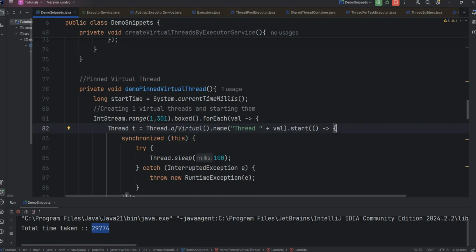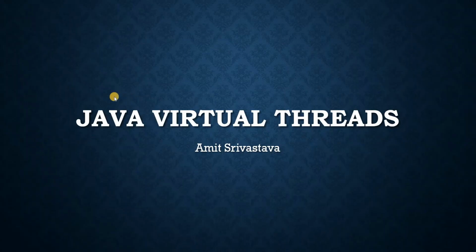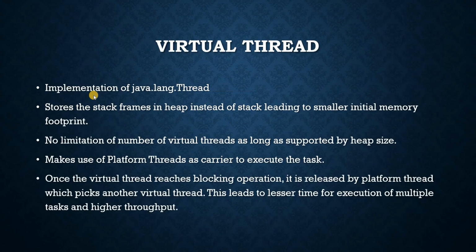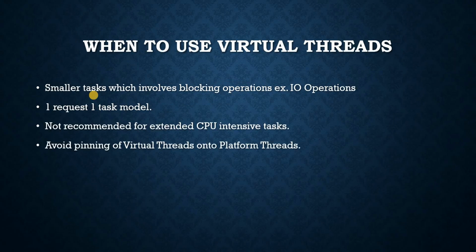So just a quick recap of when to use virtual threads. We should use them for smaller tasks which have blocking operations. And we can have a large number, n number, of virtual threads corresponding to such n number of smaller tasks. It is not recommended for extended CPU intensive tasks. And we should avoid pinning of virtual threads onto the platform threads.